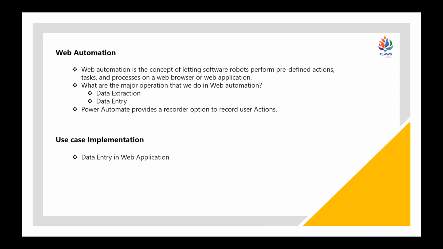In this session, we are going to cover web automation in Power Automate. What is web automation? Web automation is the concept of robots performing predefined actions, tasks, or processes on a web browser or web applications. What are the major operations that we do in web automation? One is data extraction, another one is data entry.